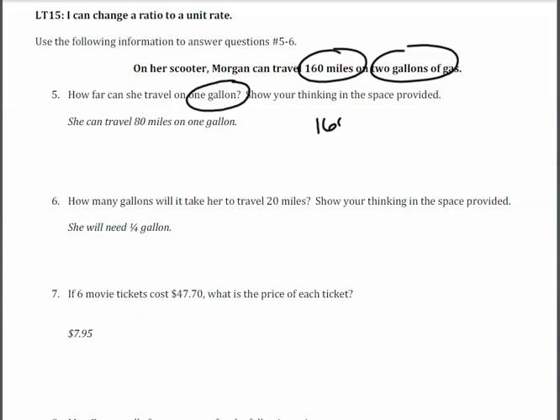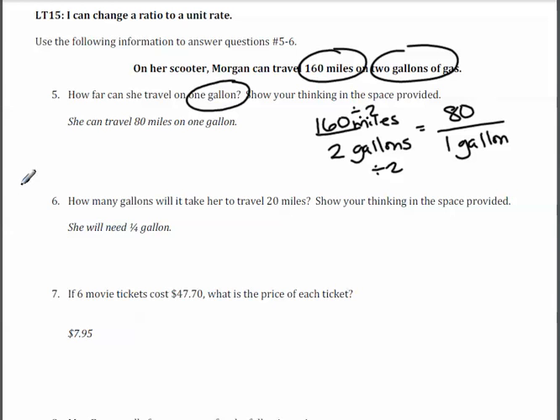So we always do miles per hour or miles per gallon. We're going to label this miles and 2 gallons. Then we want to know how many miles she can travel on 1 gallon. So how do we get from 2 to 1? A division of 2. When we divide by 2, we get 80. So she can travel 80 miles on 1 gallon.